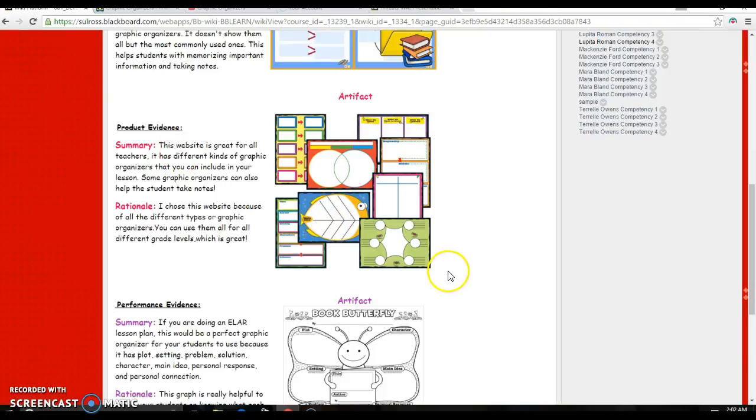Okay, for my summary, this website is great for all teachers. It has different kinds of graphic organizers that you can include in your lesson. Some graphic organizers can help the students take notes. My rationale: I chose this website because of all the different types of graphic organizers. You can use them all for different grade levels, which is great.